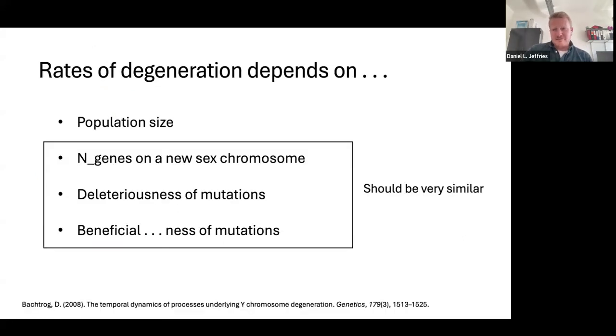So the cool thing about this system is that it reduces the number of unknowables when we're trying to understand which forces are driving or shaping the trajectory of degeneration in these two species. Given that it's the same chromosome and the same origin, it should have more or less the same gene set ancestrally. And so the number of genes on both sex chromosomes should be more or less the same. And by extension, the potential for deleteriousness of mutations and beneficial mutations should be similar as well, though, of course, there are ecological differences that might make that untrue.